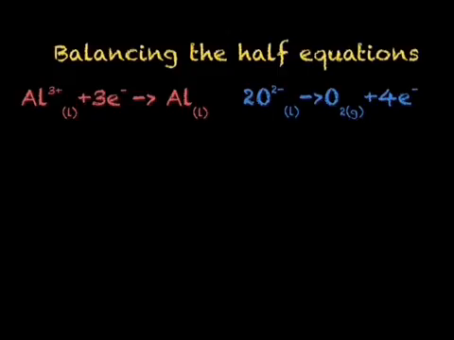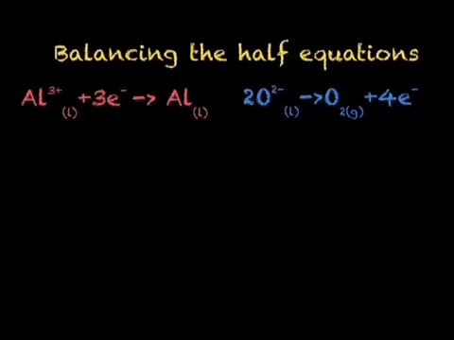We then need to balance the overall equation using the two half equations. The two half equations we have: Al3+ in the liquid form, plus 3 electrons, goes to aluminium as a liquid. 2 oxide ions, 2O2- in the liquid phase, goes to O2 as a gas, plus 4e-. In order to balance this, we need to find the lowest common multiple that both 3 and 4 go into. This is 12. In order to balance this, we need to make both of them 12 electrons.